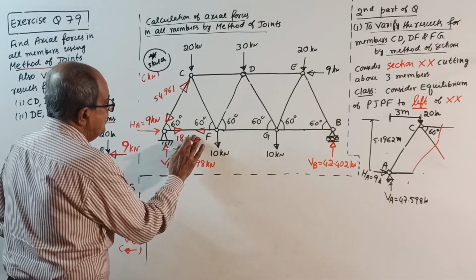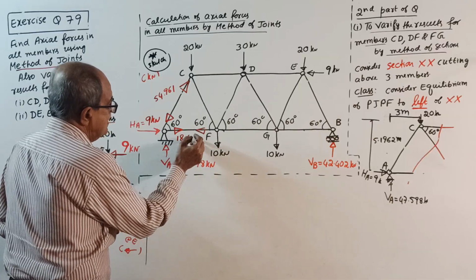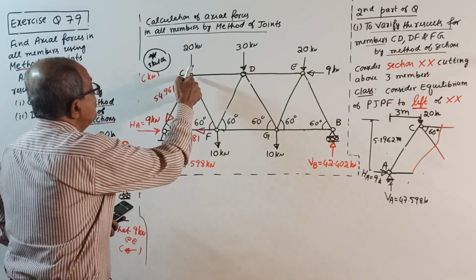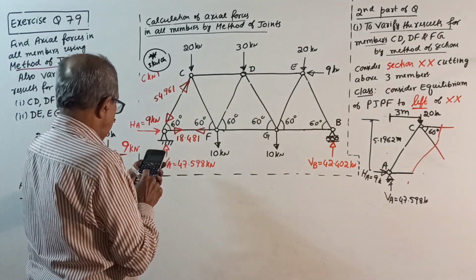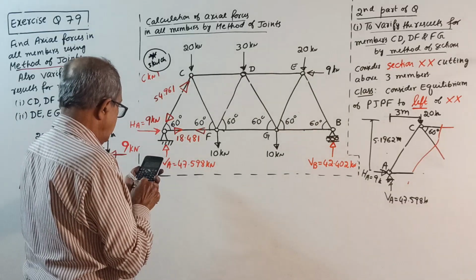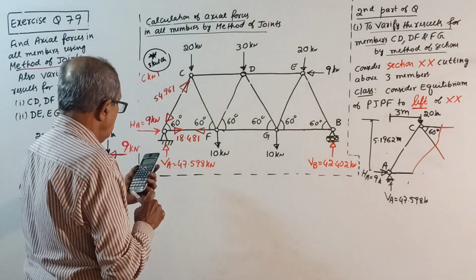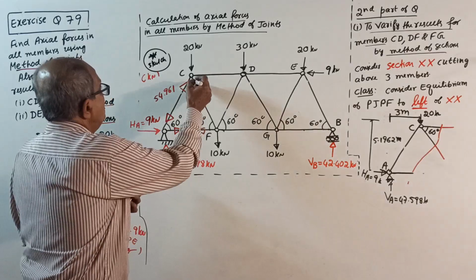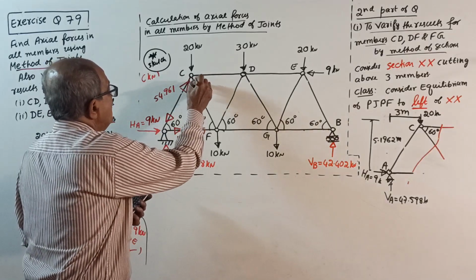18.481. 481. I will come to joint C. 54.961 into sin 60 is 47.598. So this is up, this is down. That's all. I decided.